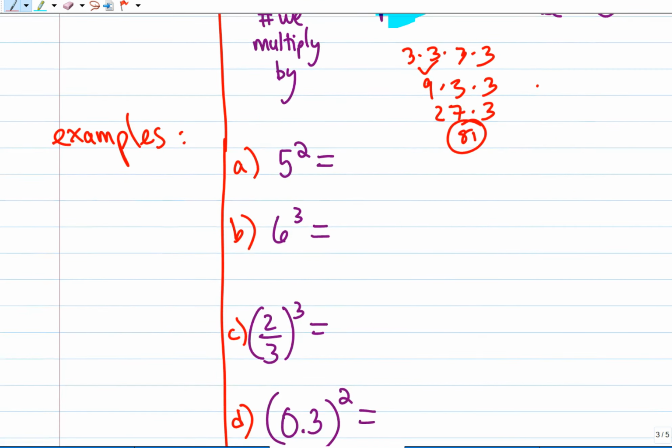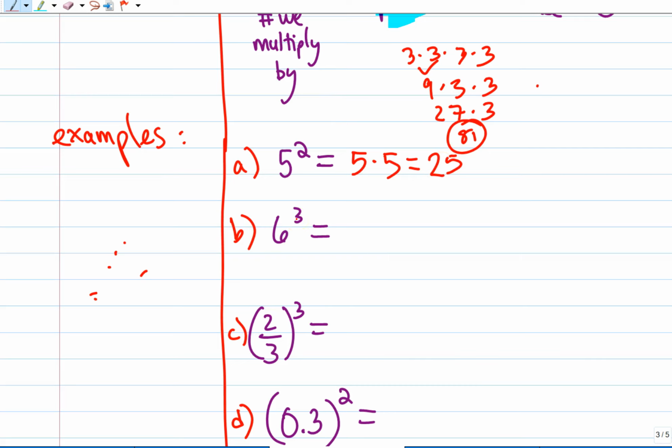I'm okay if you know how to use technology, but we need to understand, what does 5 squared mean? To give you a hint, it's not 5 times 2. What does 5 squared mean? Multiply by that base 5, 2 times. So it does not mean 5 times 2, it means 5 times 5, which is, give me a second, type it in, right?